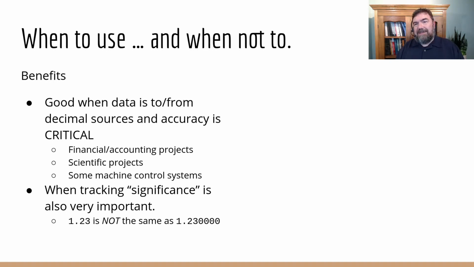But where you don't want to use this is where you really need the numbering system to be fast, because this is not fast. It uses up a lot of memory, and frankly, this is only useful if you're really getting data in a decimal form in the first place.